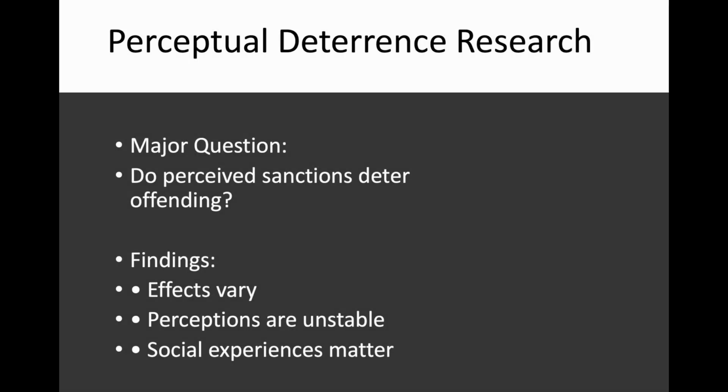Perceptual deterrence research asks us a central question: do perceived sanctions actually reduce offending? This became one of the major empirical areas within deterrence theory. Researchers began surveying individuals about how likely they perceived punishment was, how severe they believed sanctions would be, and whether or not those perceptions predicted offending behavior. Overall, research generally finds some support for perceptual deterrence. Individuals who perceive higher certainty of punishment often report lower offending. However, the findings are not always consistent, and several important problems can emerge.